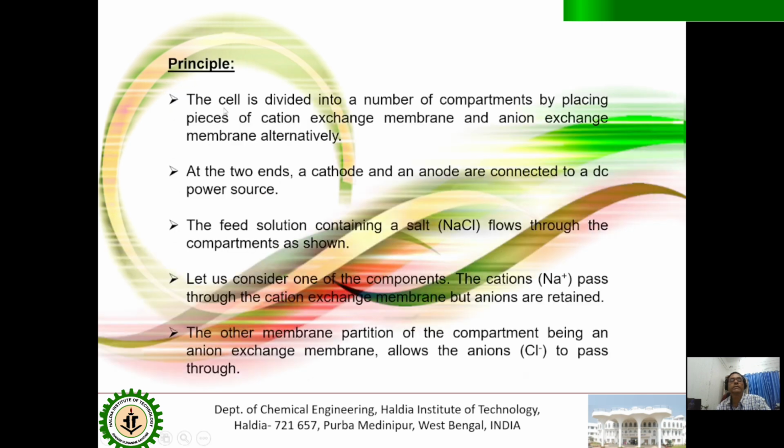So the principle is that the cell is divided into a number of compartments by placing pieces of cation exchange membrane and anion exchange membrane. At the two ends, the cathode and anode are connected to a DC power source. The feed solution containing sodium chloride flows through the compartment. Let us consider one of the components, the sodium ion, which passes through the cation exchange membrane, whereas anions are retained by the other membrane partition in the compartment. An anion exchange membrane allows the anion to pass through. We have explained this earlier.